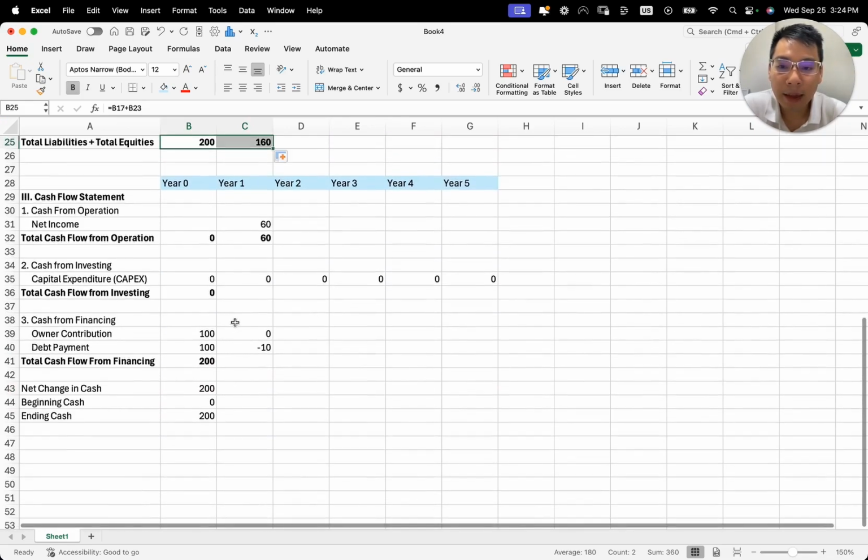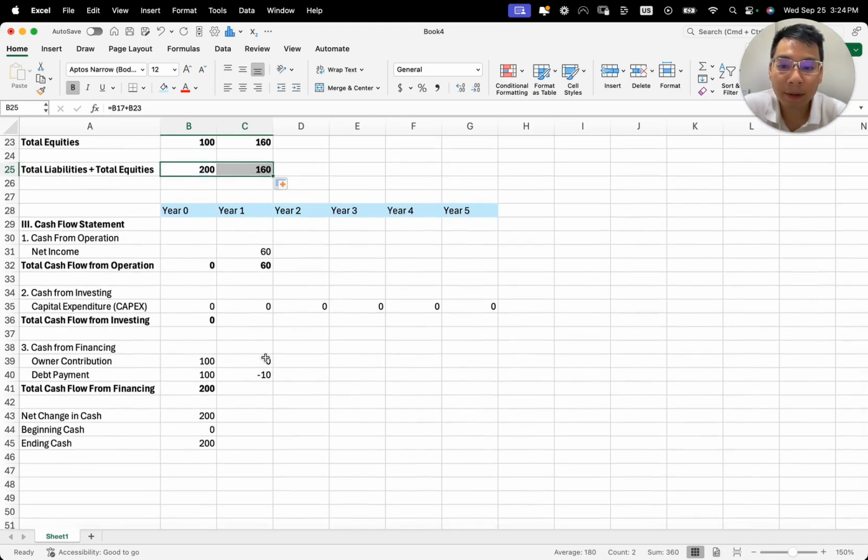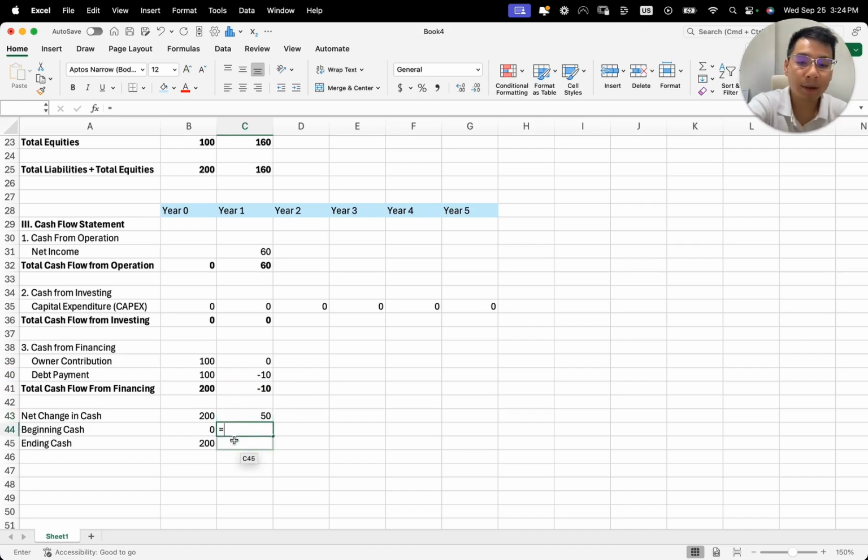We can see that after the first period, we have to pay down some debt. So the cash flow from financing is -10. We have cash flow from operation, and there's no investing. That means the net change in cash will be $50. Remember, we are making $60 in net income. We also pay down the debt for the people that we borrowed from, $10, right? That makes the net change in cash 50. And beginning cash is going to be the ending cash of the previous period. That's going to make our ending cash go up to $250.